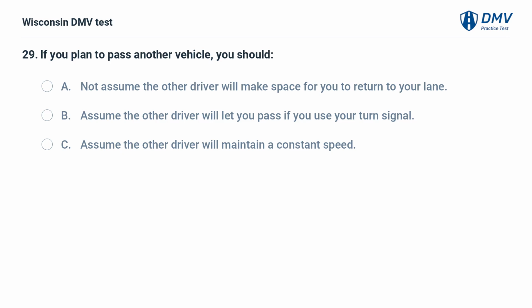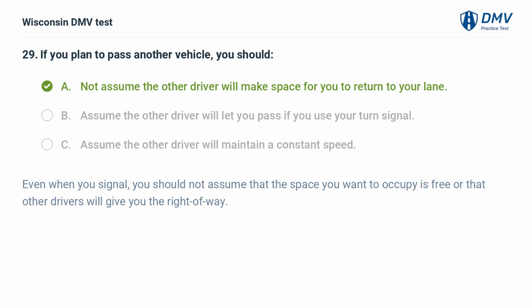If you plan to pass another vehicle, you should A. Not assume the other driver will make space for you to return to your lane. B. Assume the other driver will let you pass if you use your turn signal. C. Assume the other driver will maintain a constant speed. A. Not assume the other driver will make space for you to return to your lane. Even when you signal, you should not assume that the space you want to occupy is free or that other drivers will give you the right of way.